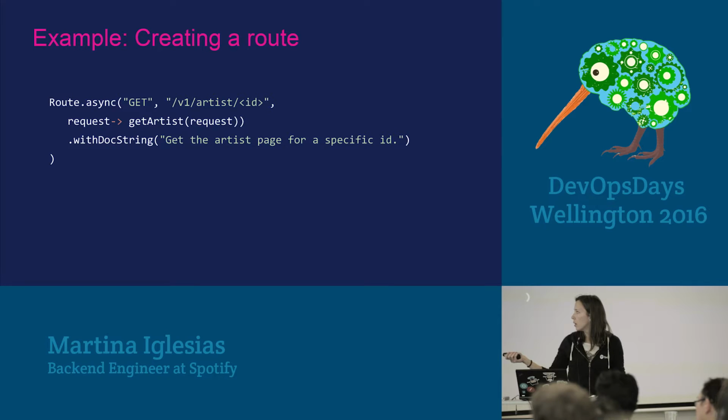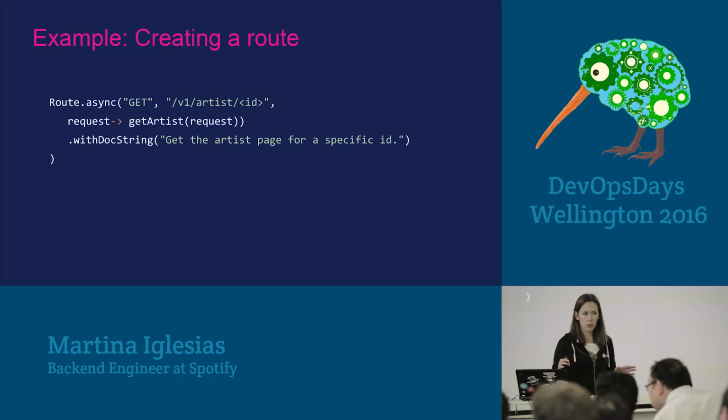So this is a lambda in Java 8. It says for any request, just apply the getArtist method and use it as a parameter. And then under here, this is a complete route. It wouldn't need anything else. But if you wanted to, you could add a docstring and say, it's a small description, get the artist page for a specific ID. This is very short and it doesn't add much, but you could add here everything you wanted.